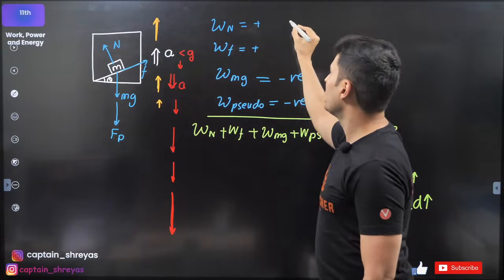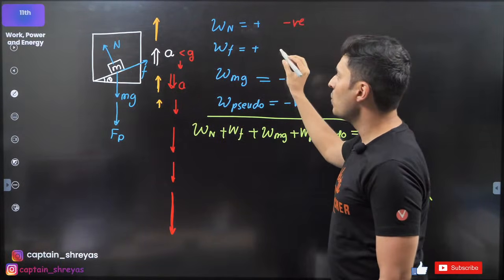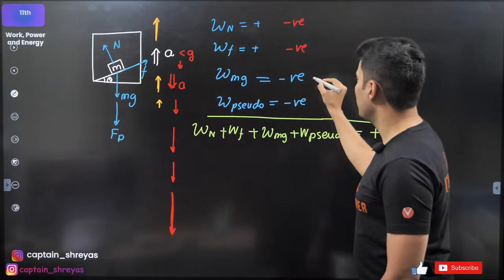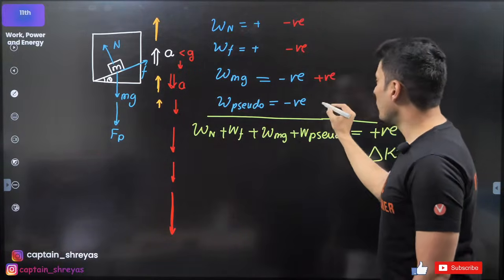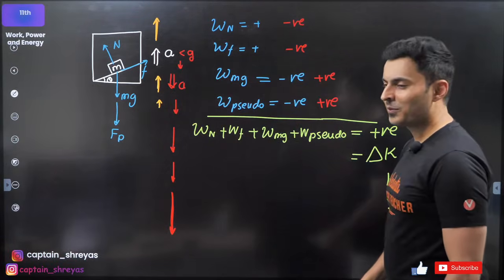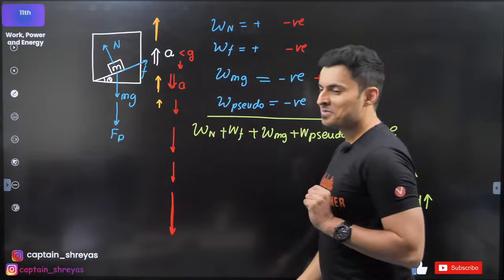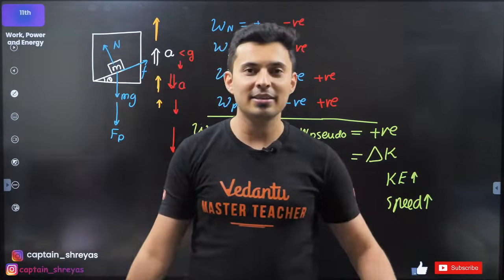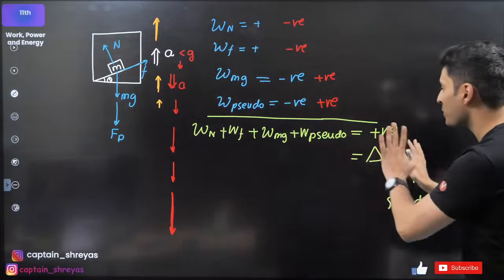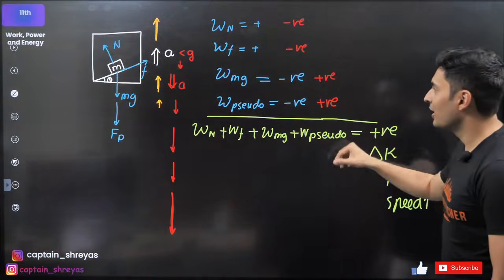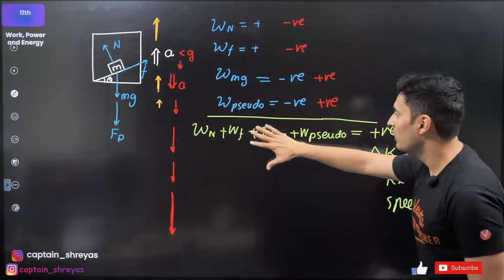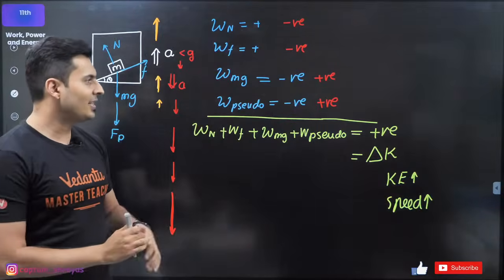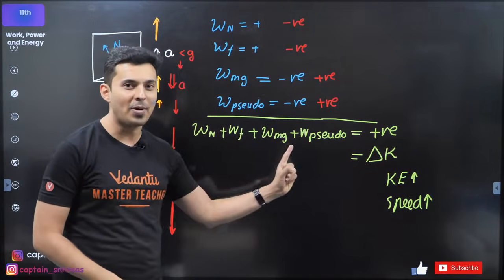I think normal will do negative work. Friction will also do negative work. Gravity will do positive work. Pseudo force will also do positive work. Let's see how many of you can get this. Guys, if you get this, pakka IIT seat. The total addition of normal, friction, mg, pseudo. If I add all of them, will the answer be positive or negative? The total sum I am asking.